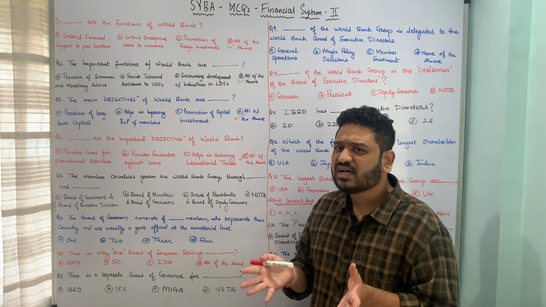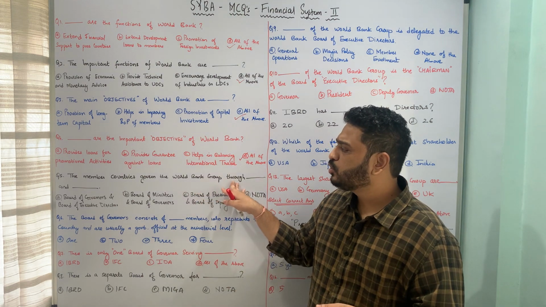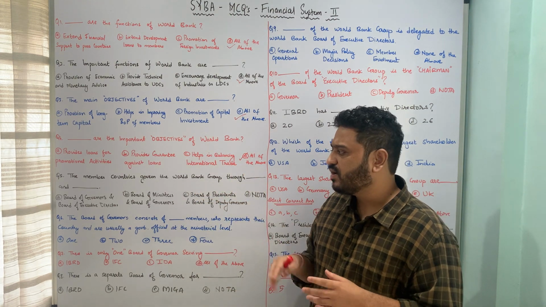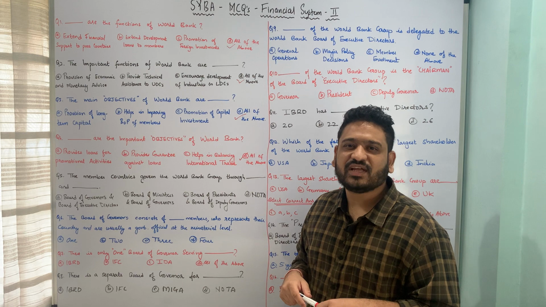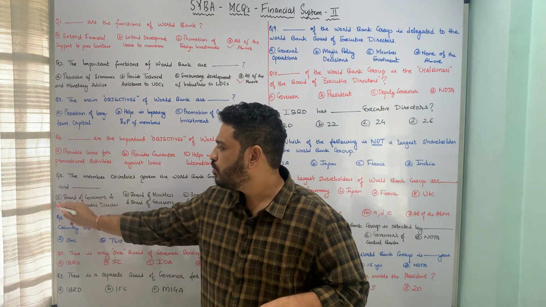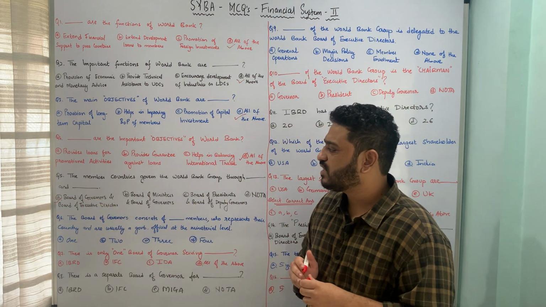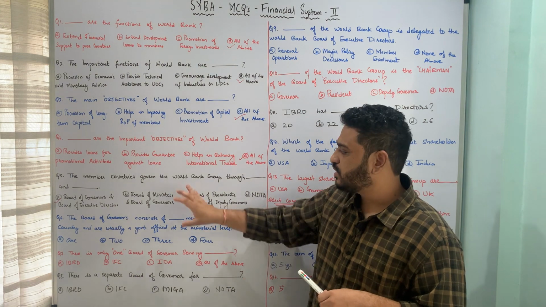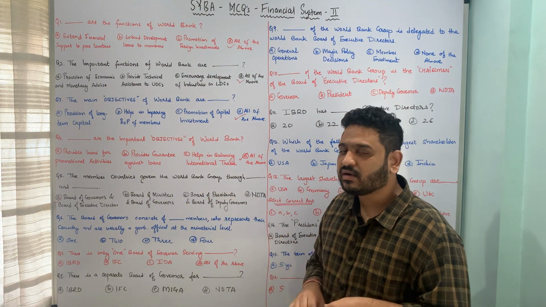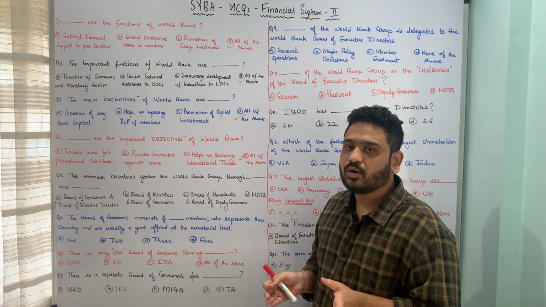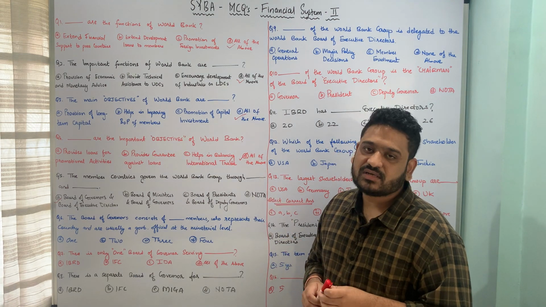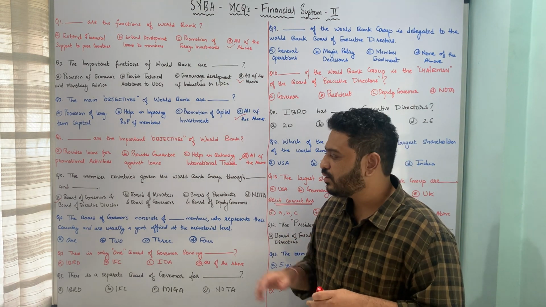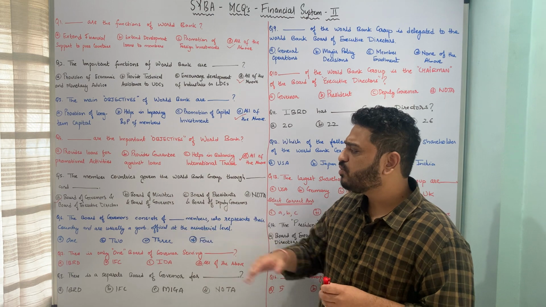So here the member countries govern the World Bank group through option A, Board of Governors and Board of Executive Directors, and therefore option A is the correct answer to this question, which talks about how the member countries govern the World Bank Group. I hope this question is clear. Let us now move to the next one.